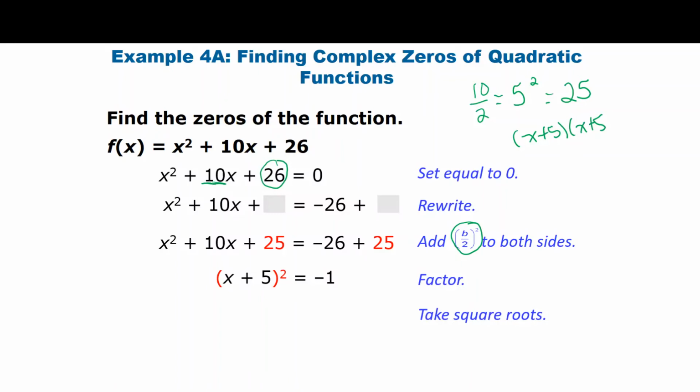The next thing we do is take the square roots of both sides, and now I end up with x plus 5 equals plus or minus the square root of -1. All right, so I want to just simplify that, so let's just subtract 5 from both sides, and I end up with x equals -5 plus or minus i, since the square root of -1 is equal to i.